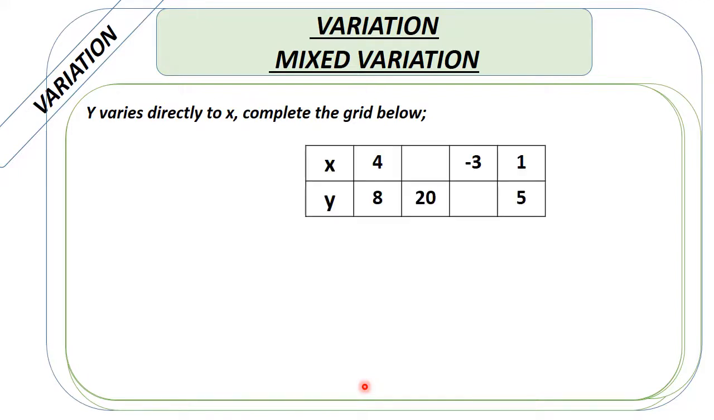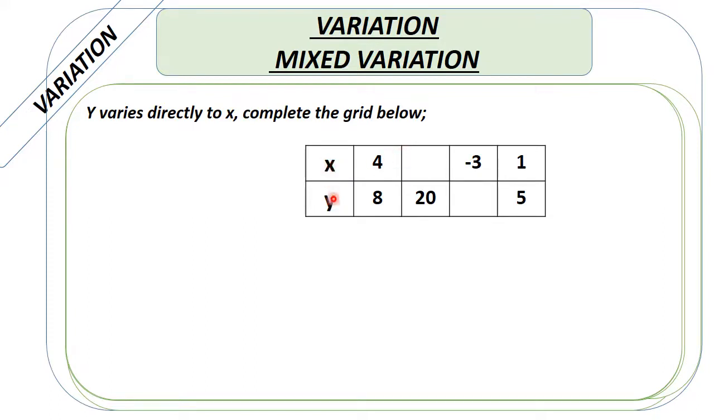So let's take a look at the way questions are sometimes structured in an exam. Y varies directly to x. Complete the grid below. This has nothing to do with mixed variations, it's just an example so that you have an idea of the type of questions that come during an exam. All of the examples I've looked at come that way, but sometimes questions can be structured like this. Y varies directly to x. Complete the grid below. That's all.